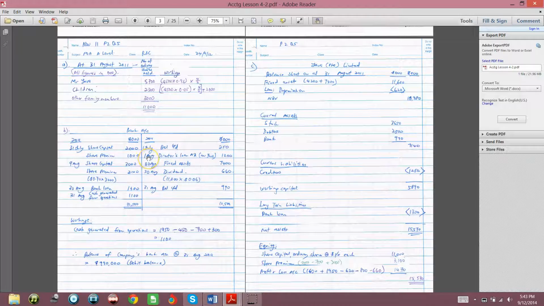Then part B, calculate the bank balance of the company's bank account at 31 August 2011. So you calculate the balance of the company bank account. So what I do is I draw up the bank account. Okay, right here, bank account for 31st August 2011. So 2011 in $1,000 and $1,000.